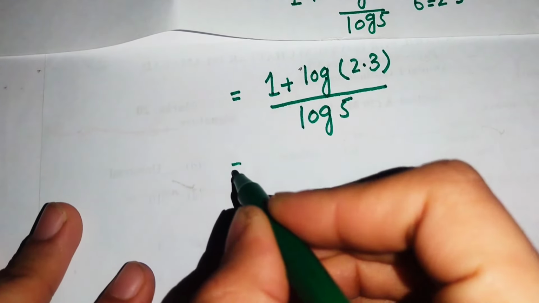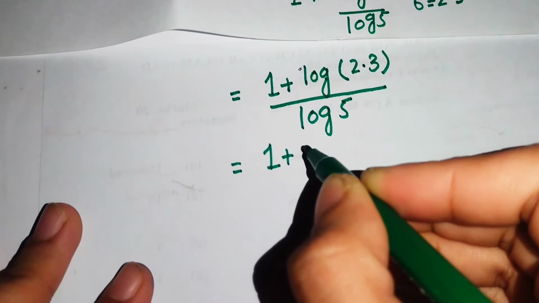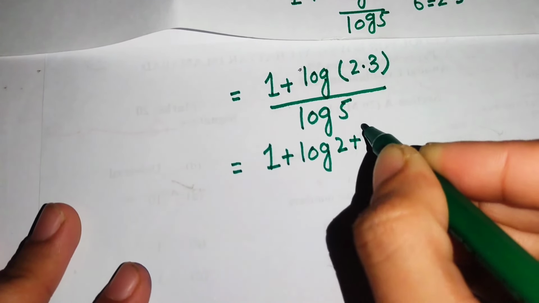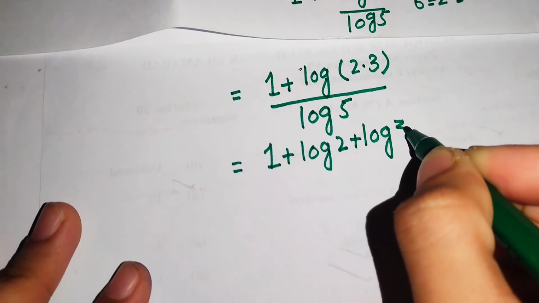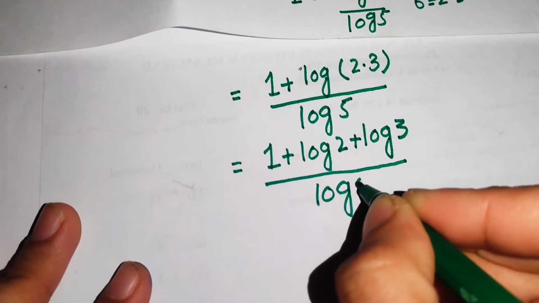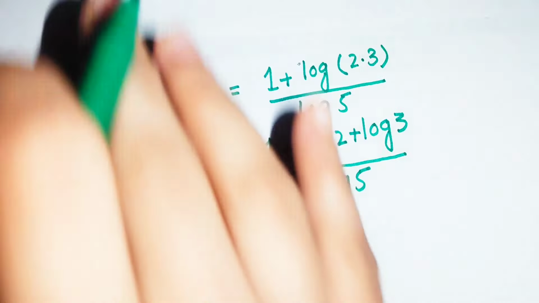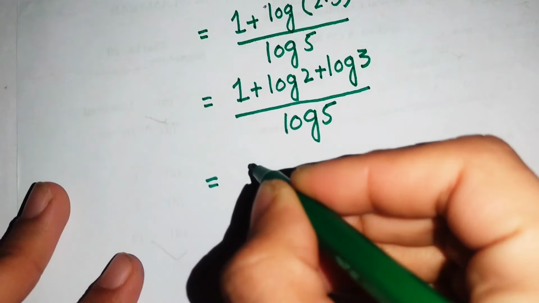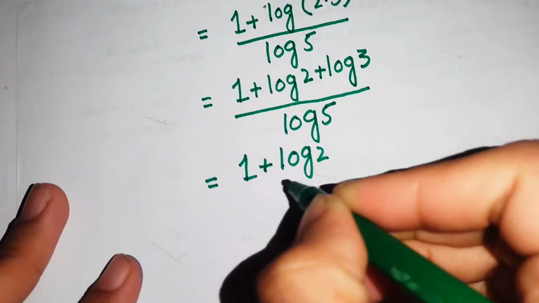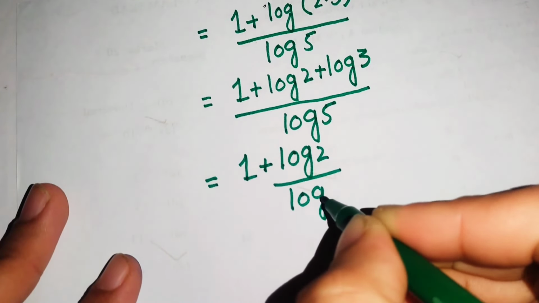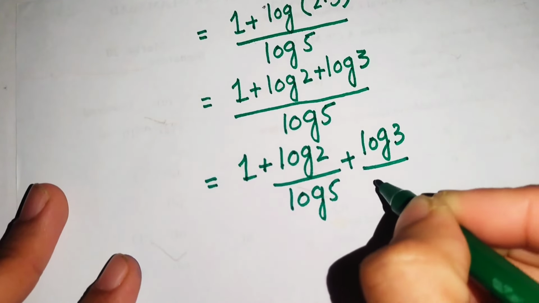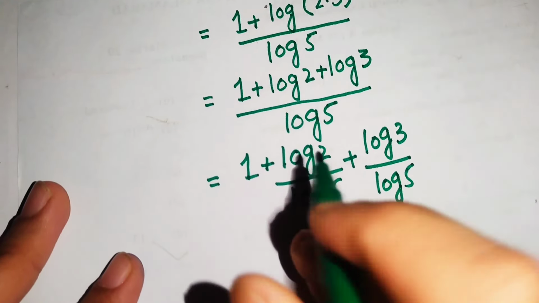Now again we apply here the property of log: log 2 plus log 3 over log 5. By separating these terms, we obtain here 1 plus log 2 over log 5 plus log 3 over log 5.